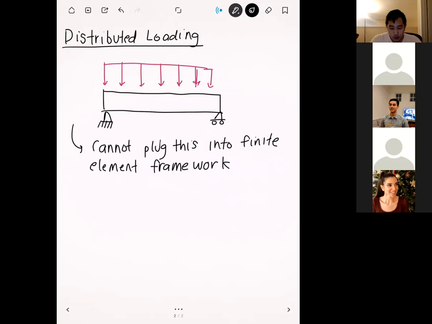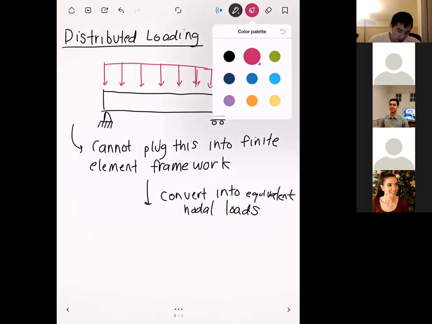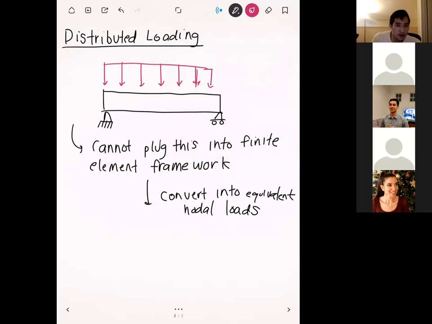And so in order to work with this, what we're going to need to do is take this distributed load and convert it into a set of equivalent nodal loads. Okay? Because a distributed loading, usually, at least for this class, will be given to you in terms of a function. Okay? Right. So I'll call the loading function here w of x.